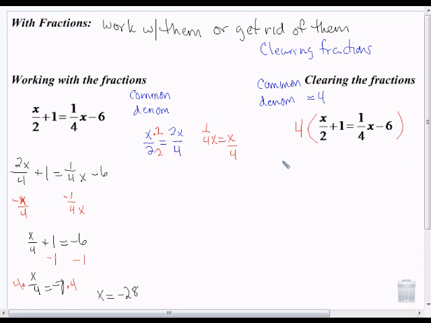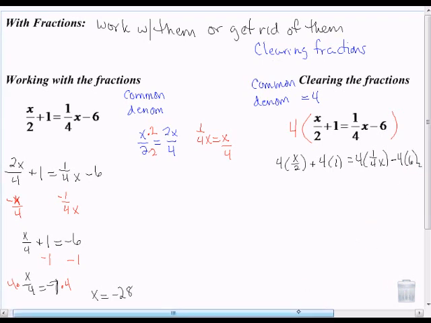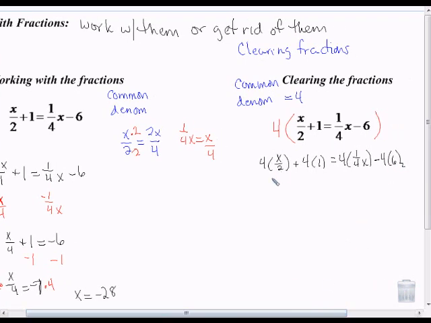So this is going to become 4 times x over 2 plus 4 times 1 equals 4 times 1/4 x plus or minus 4 times 6. Okay? This is why we do this. 2 goes into 4 twice, so that gives me 2x. 4 times 1 is 4. 4 goes into 4 once, so this just gives me x minus 24. I don't have fractions anymore.